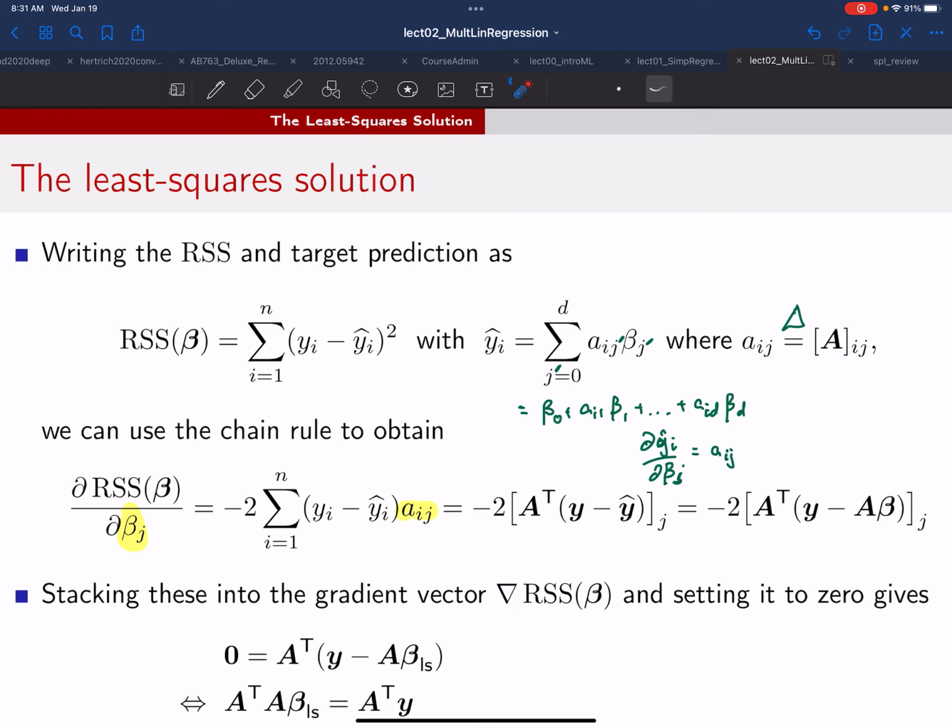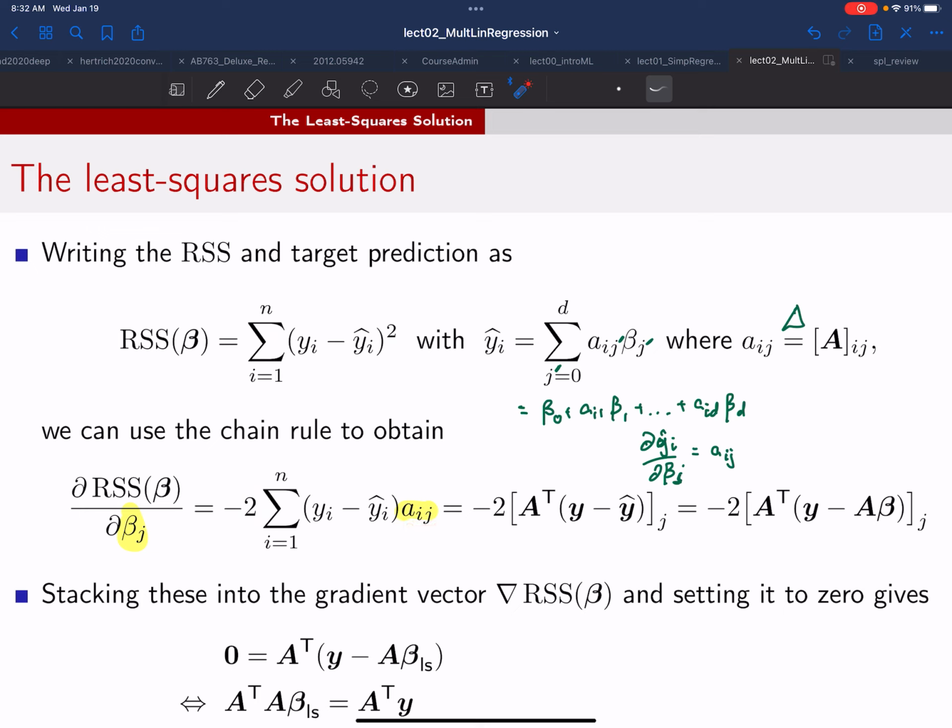So again, let me just do it quickly. We're taking the derivative of this with respect to beta_j. So by the chain rule, we get 2 times this, times the derivative of the internal part with respect to beta_j. We know that y_i is not a function of beta_j, so that derivative goes to 0. And then we have the derivative of minus y_i hat, and we saw that that is going to be minus a_ij. So here's our minus, here's the 2 from when that came down, and then here's our a_ij.